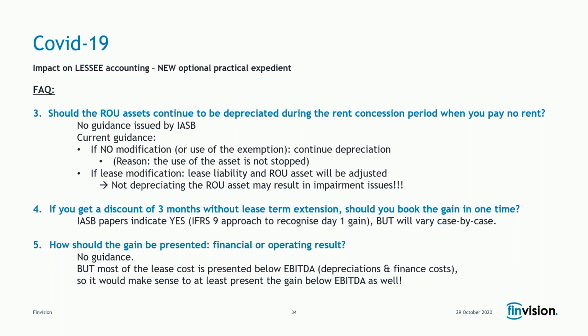But the general guidance is that if there is no modification, or you use the exemption, because if you use the exemption, then you apply the no modification approach, then you continue to depreciate, because rent concessions do not always lead to the asset not being used. So you do not stop using the asset, and that's why you continue depreciating the asset.